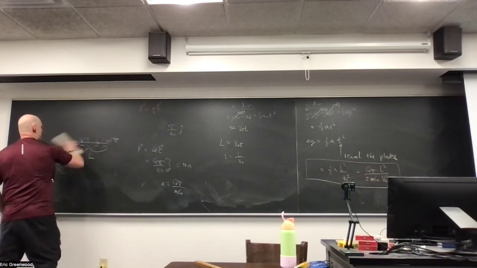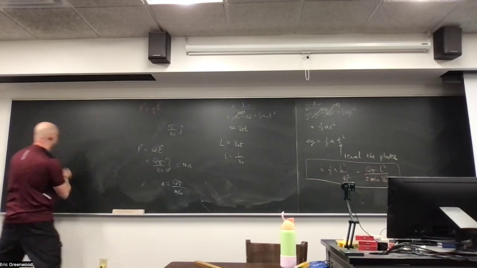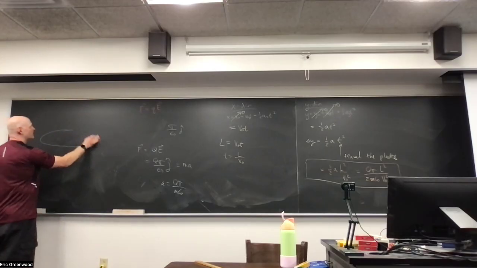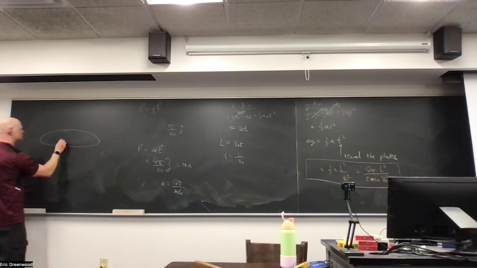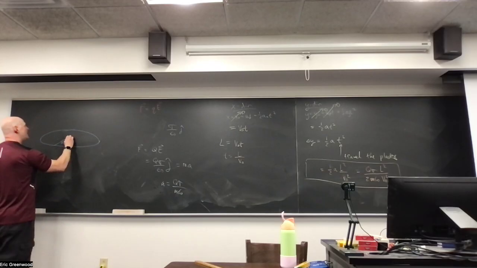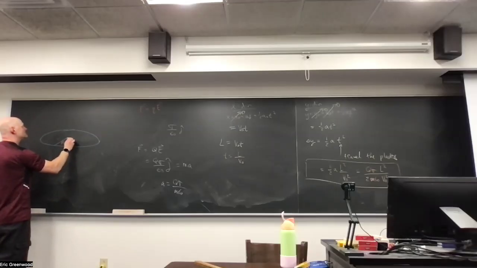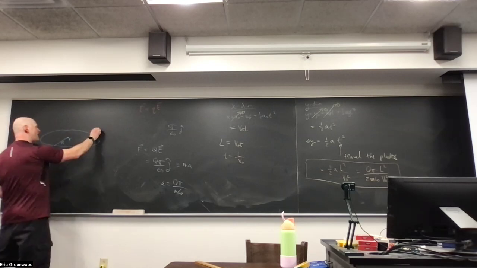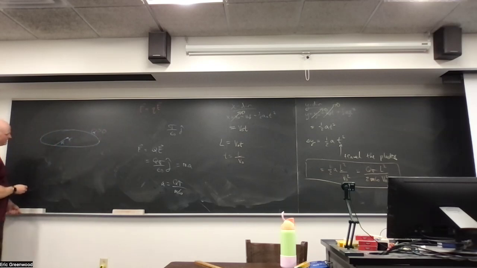So this one says that we have a ring of charge. So here is my ring of charge. This guy's going to have a radius of capital R. And we're going to put a charged particle in here. Let's say this is an electron. And the ring has a total charge of capital Q, which is positive. We're going to put this guy here.